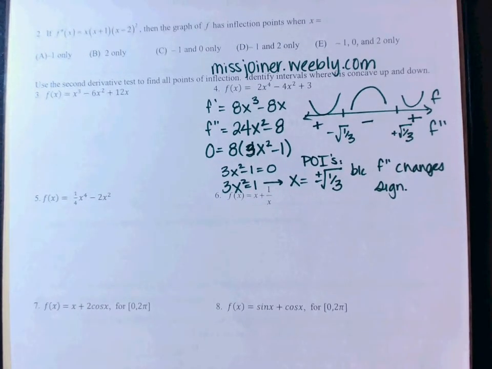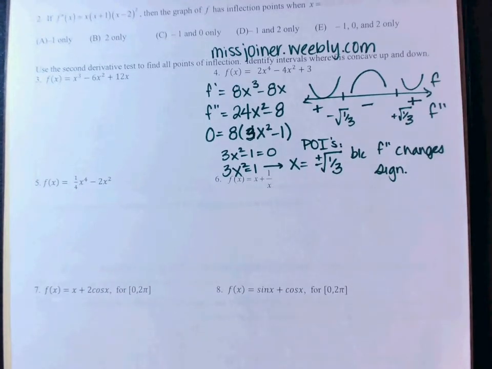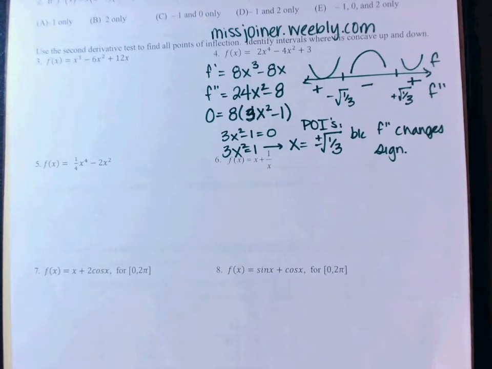Okay, next one that we're going to do is going to be number, let's just do 5. Take the derivative twice, set it equal to 0, and then set up your number line for me. Number 5.